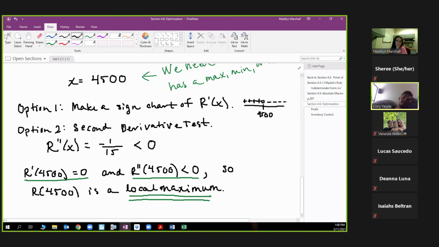Real quick, Madeline, if the second derivative at 4,500 was say -1, would we have a problem as far as the local maximum? Nope. If it's negative, no matter what negative number it is, it'll be a local maximum. We would have a problem if it were 0. If it were 0, then the second derivative test wouldn't work and we would have to make a sign chart.